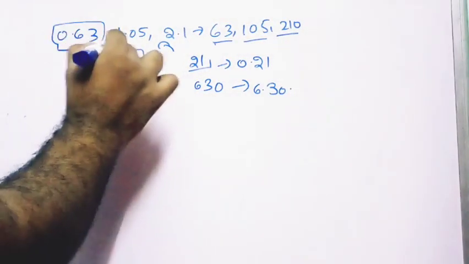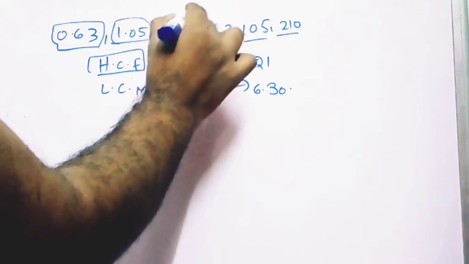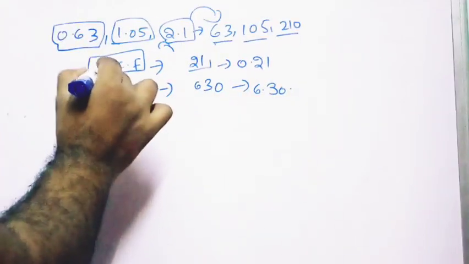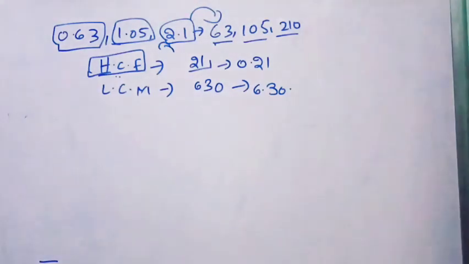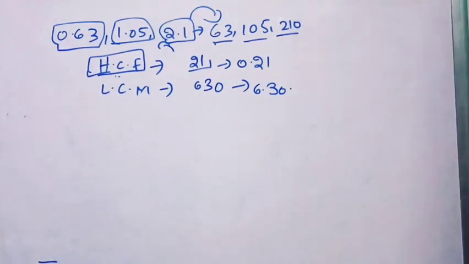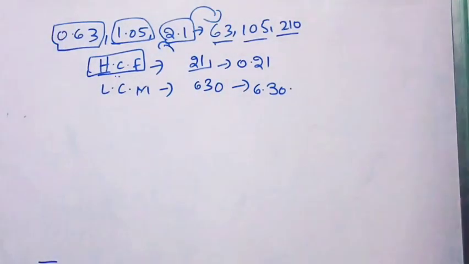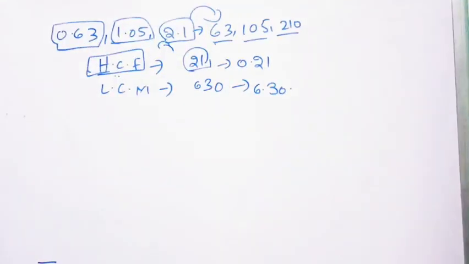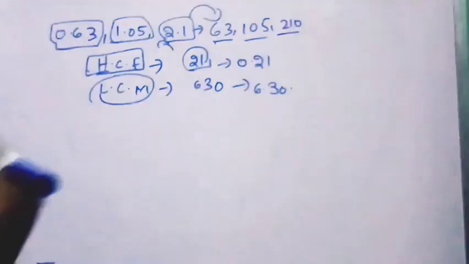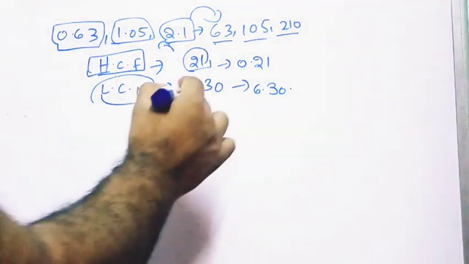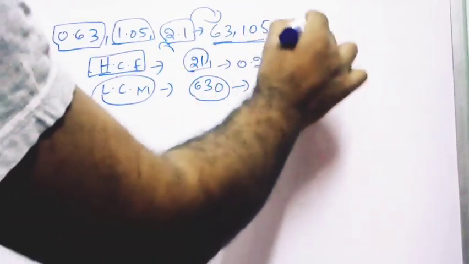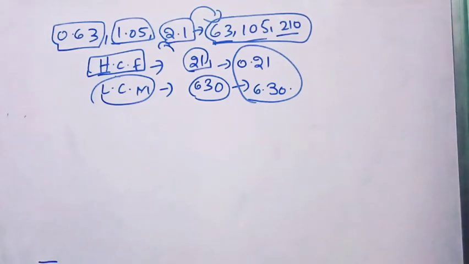So decimals are converted into normal numbers, and after that you can find the HCF by using prime factors. If it can be expressed in prime factors, you can find the HCF with prime factors, or else you can go for the division method, and then you will get 21. LCM also you can get by either the factor method or the division method, and you will get 630 for this particular series. So from that you can derive the HCF and LCM for the numbers. So this is a kind of understanding with respect to LCM and HCF.